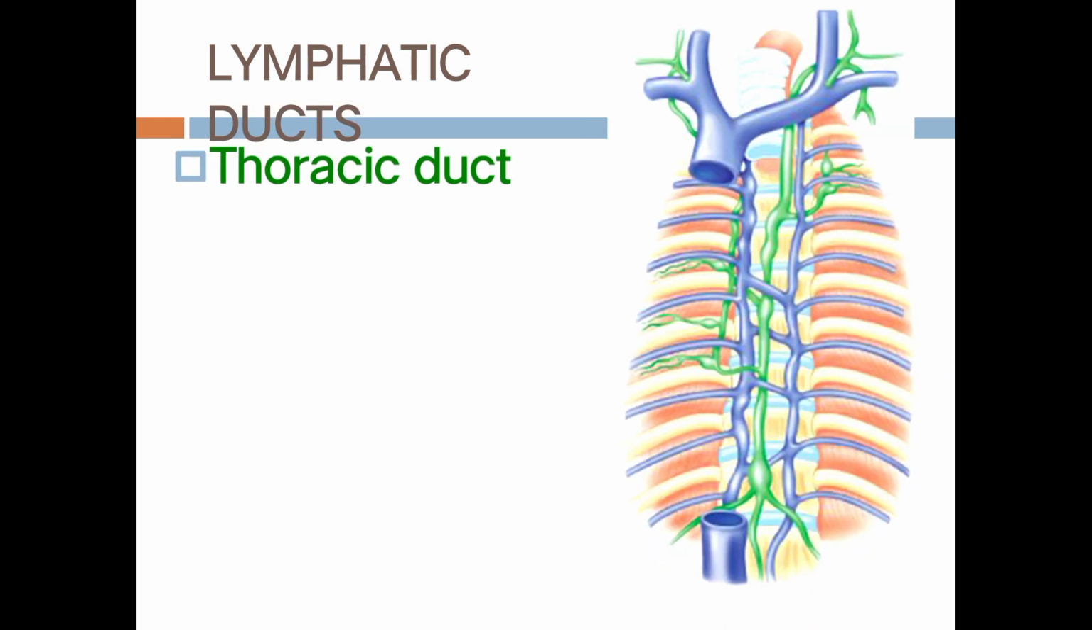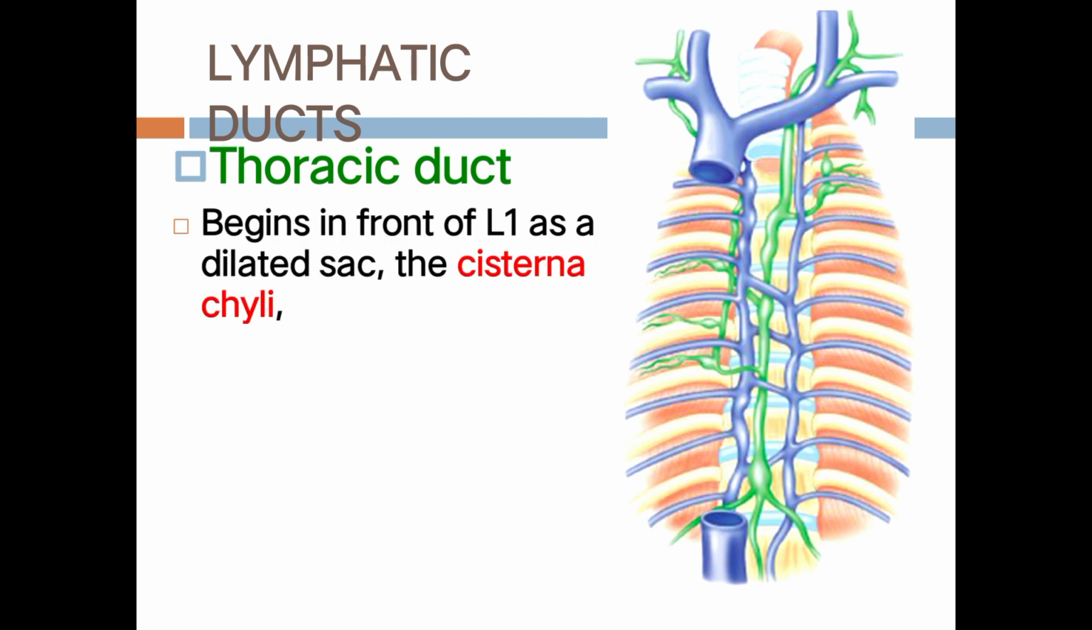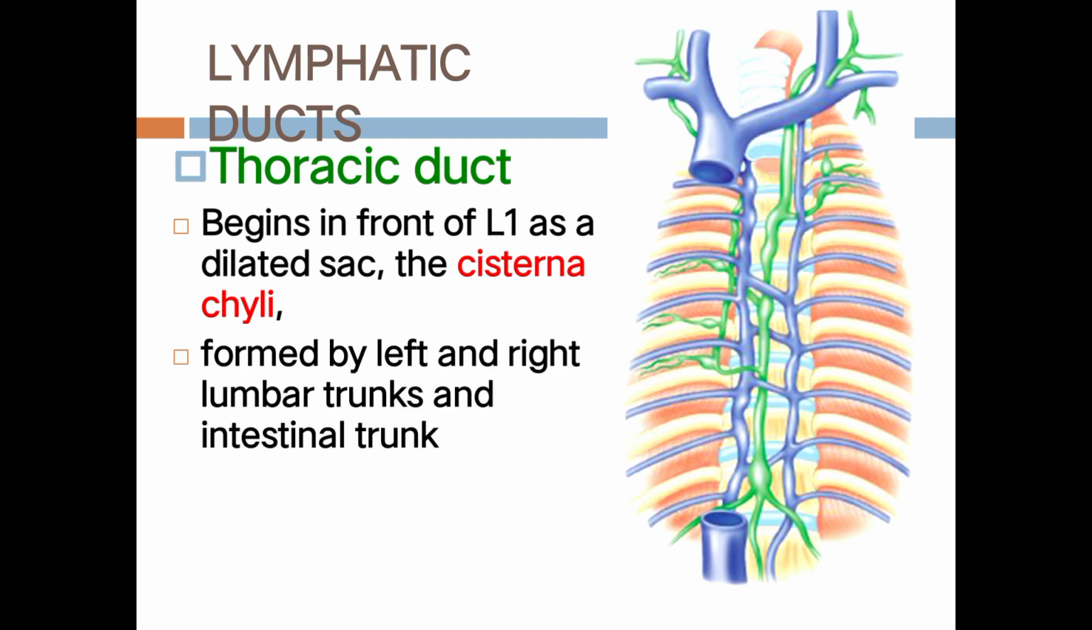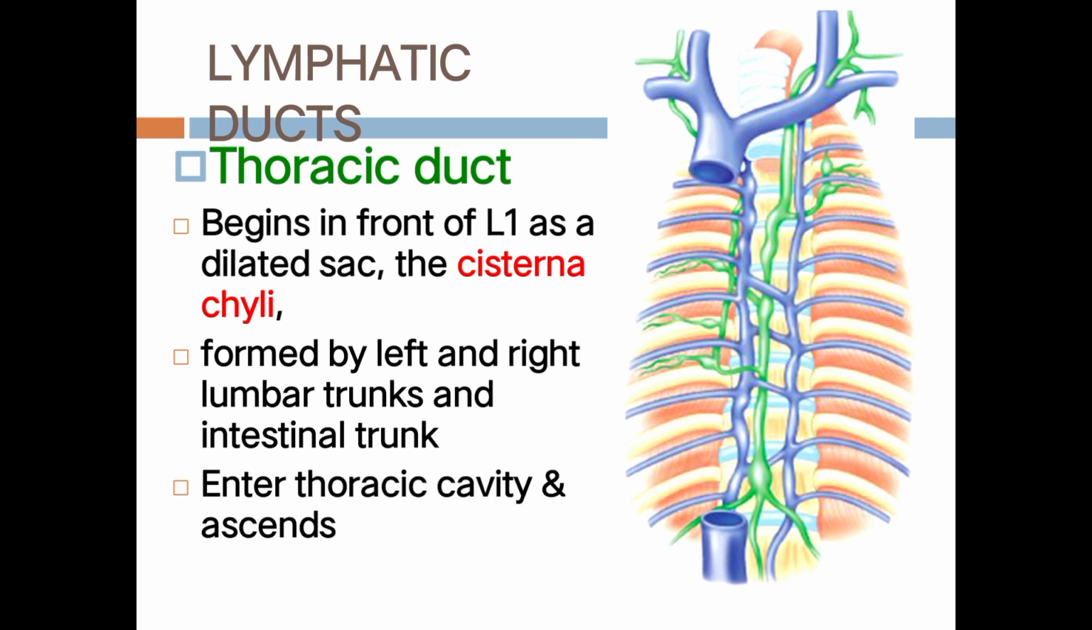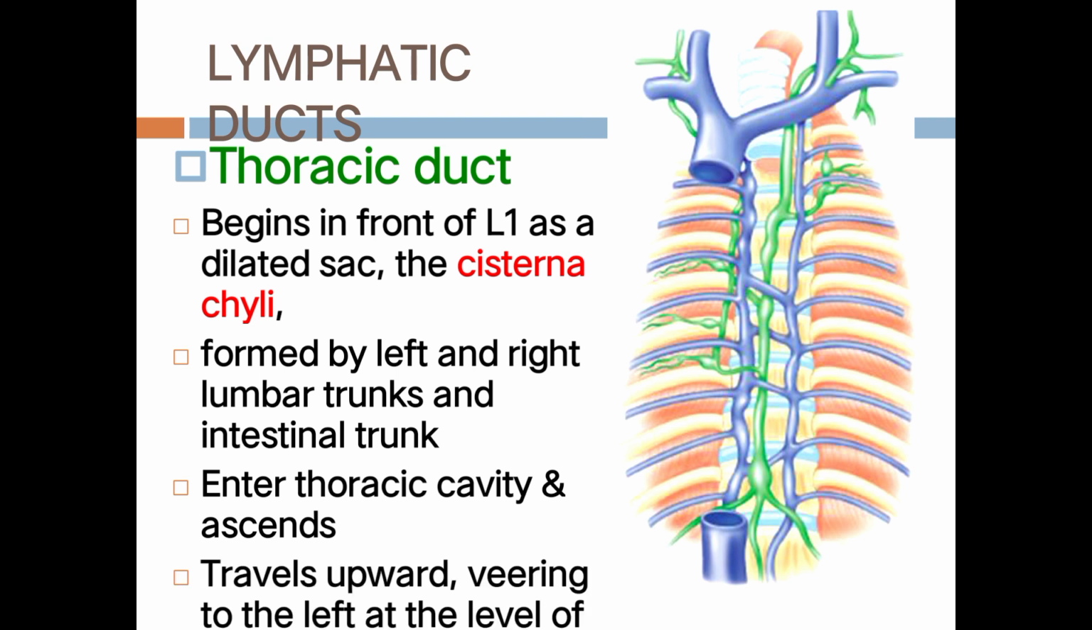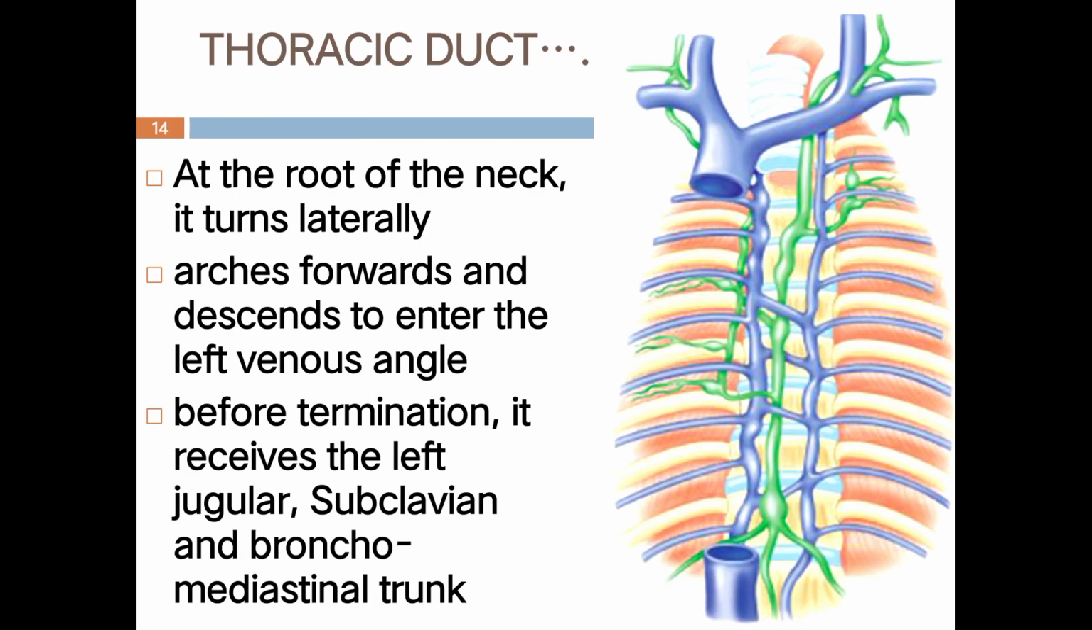So lymphatic ducts: the thoracic duct. So what is the thoracic duct? It begins in front of L1 as a dilated sac, the cisterna chyli. It is formed by the left and right lumbar trunks and intestinal trunk. It enters the thoracic cavity and ascends, traveling upward, veering to the left at the level of the root of the neck.